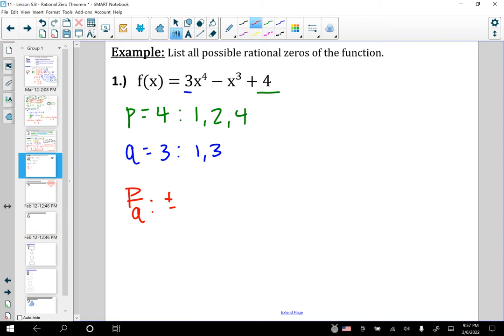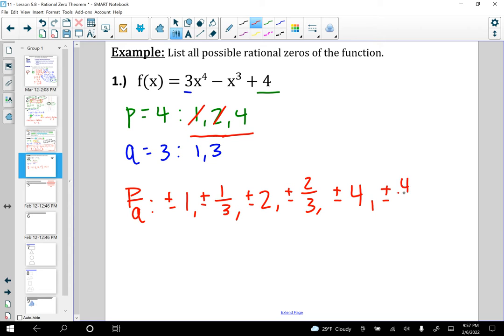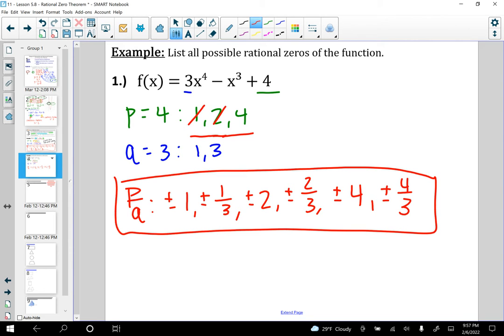I like to start with 1. 1 divided by 1 is 1. 1 divided by 3 is 1/3. That one's done. Moving on to 2. 2 divided by 1 is 2. 2 divided by 3 is 2/3. Then 4. 4 divided by 1 is 4. 4 divided by 3 is 4/3. We had no repeats that time, so that would be all my possible rational zeros.